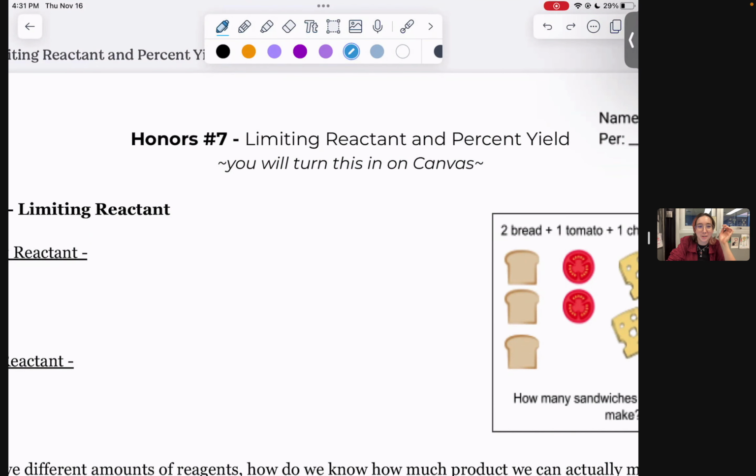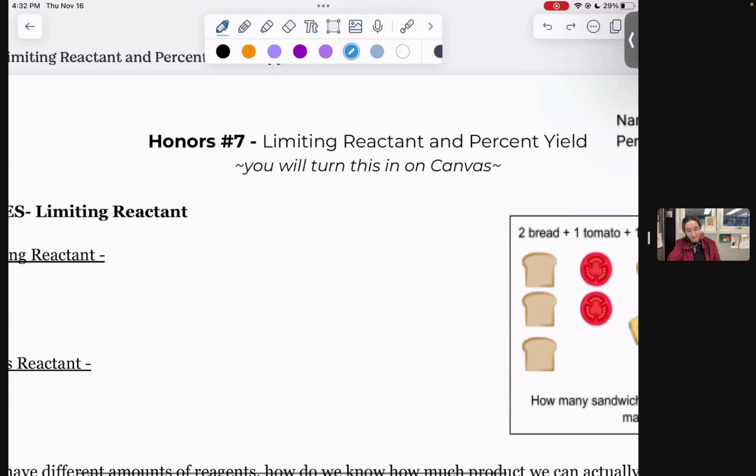Limiting reactant and percent yield. So this is not going to be very different from what we've been doing in class. The math is going to be the exact same as all the other stoichiometry we've been doing. We're just adding a little level of complexity to it.